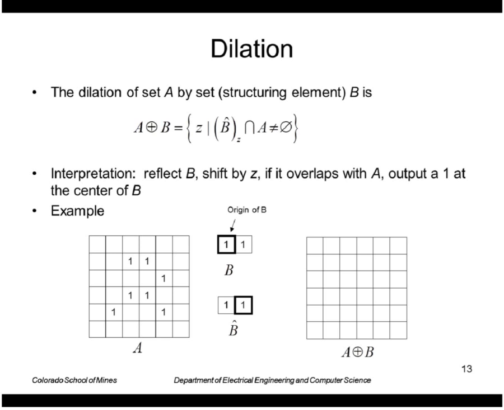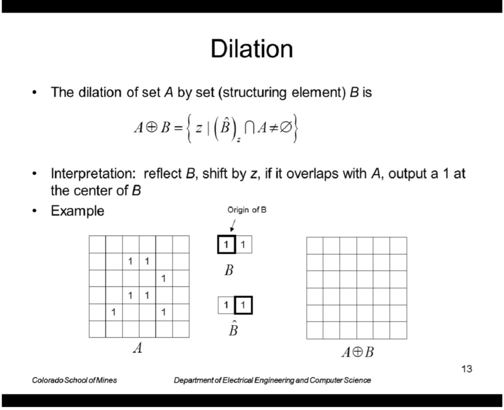Okay, let's look at the opposite of erosion, which is dilation. The dilation of a set A by a structuring element B is defined this way. It says that we want all points Z such that we take the reflected B, offset it by Z, and if that intersects A at all, in other words, the intersection is not empty, then that point is in the dilation. So effectively, we reflect B, we shift it by Z. If it overlaps at all with A, we output a 1 at the center of B.